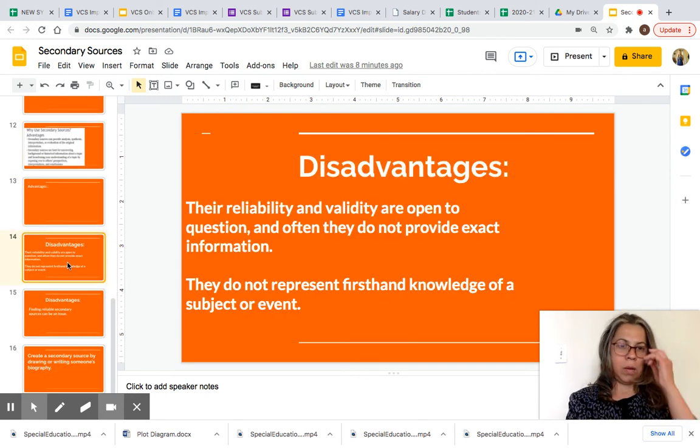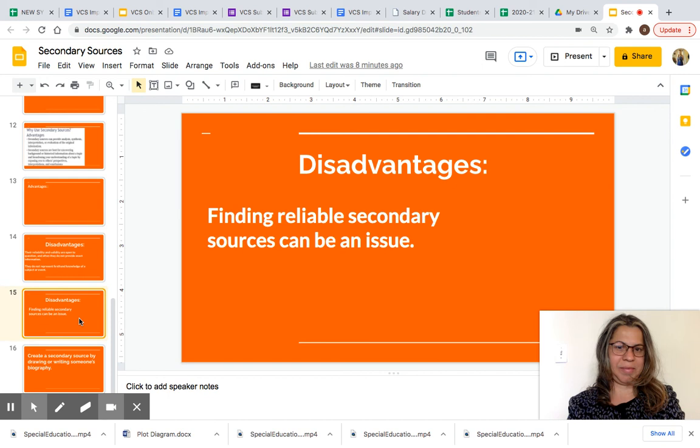Now let's take a look at some disadvantages of secondary sources. Their reliability and validity are open to question, and often they don't provide exact information. They don't represent first-hand knowledge of a subject or event. Finding reliable secondary sources can be an issue because there are so many secondary sources out there.